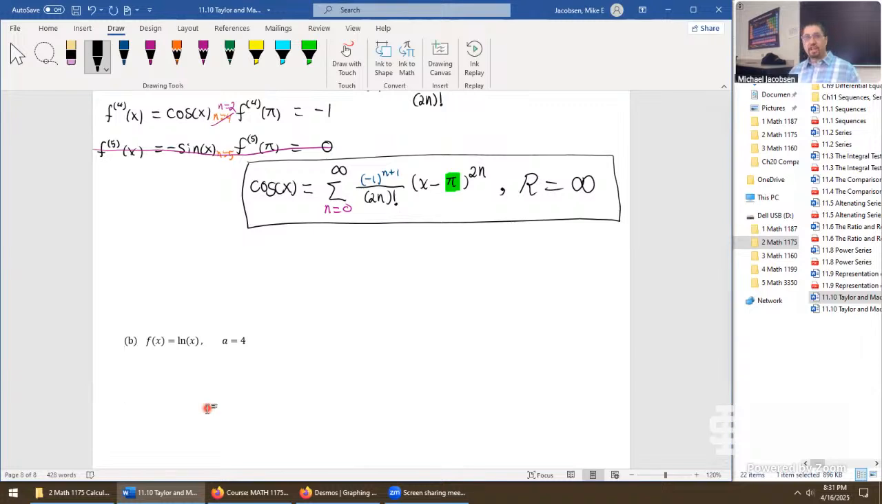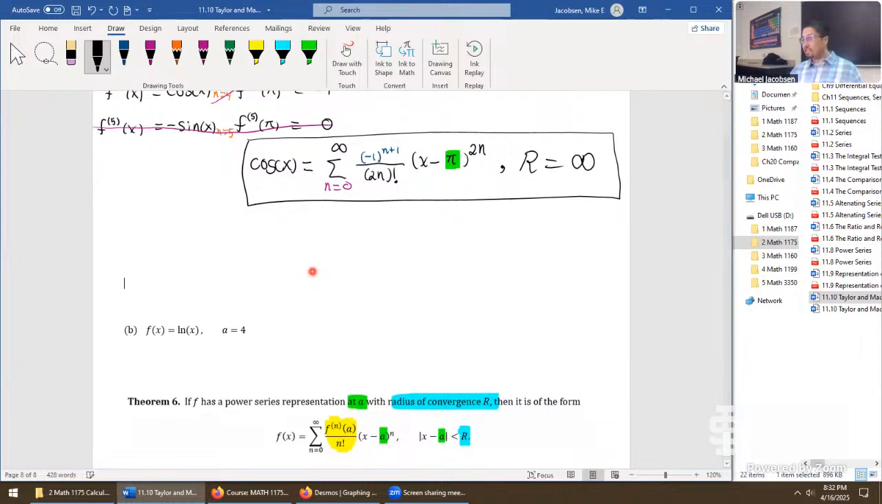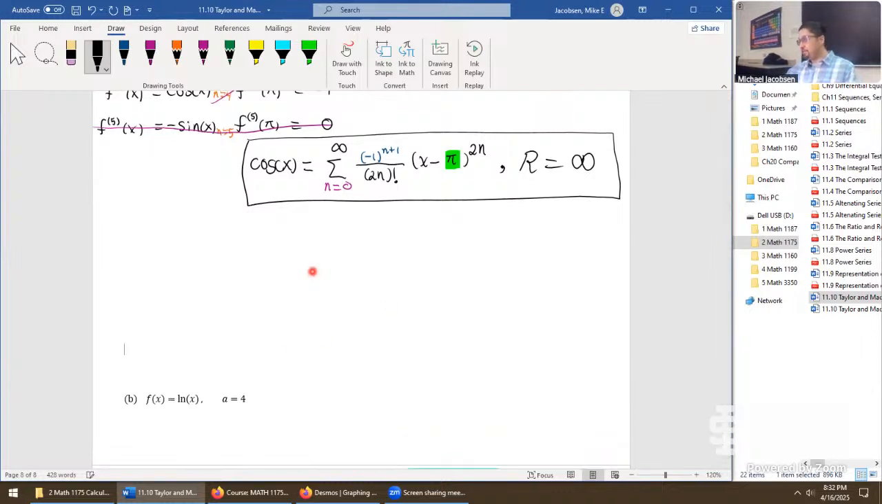Part B is going to be like the challenge question. This one has a pretty tough pattern to spot. But if you're into challenges like that, give it a try before class, and we'll see if we can match it up.